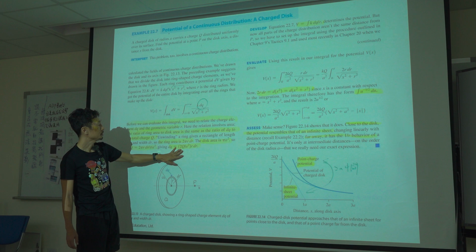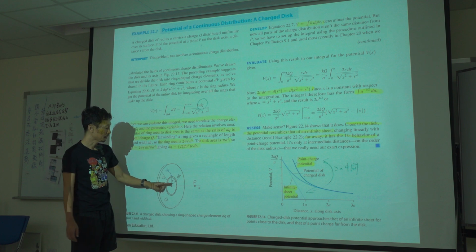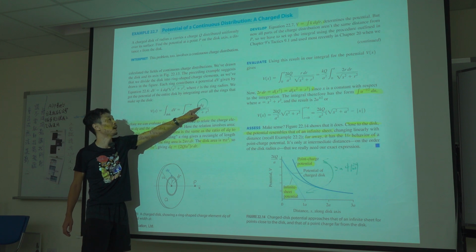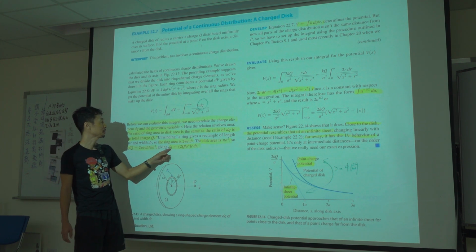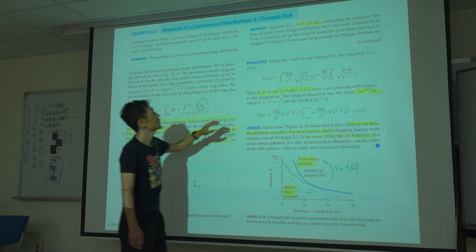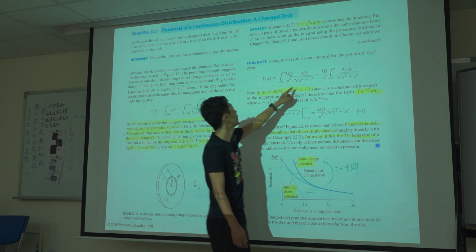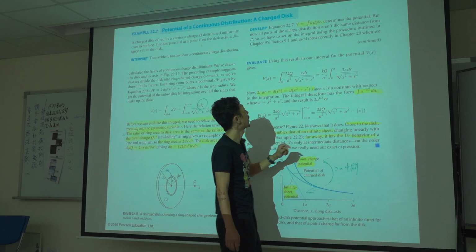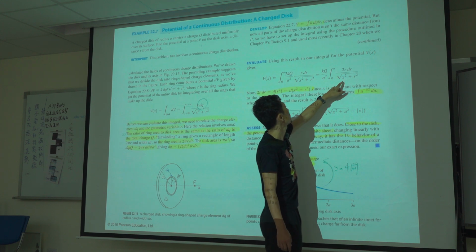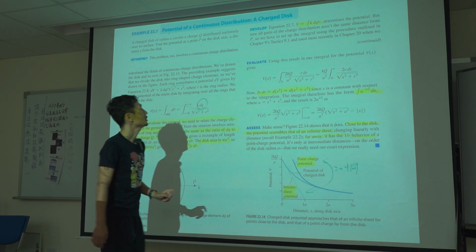Then we need to put this in to do the integration, because this integration is over the radius, right? But this dq is charge, so we need dr here. We convert dq to dr using this relation, and the integration becomes something like this. Now it becomes r dr, and those constants we put outside, and then we just integrate over r.